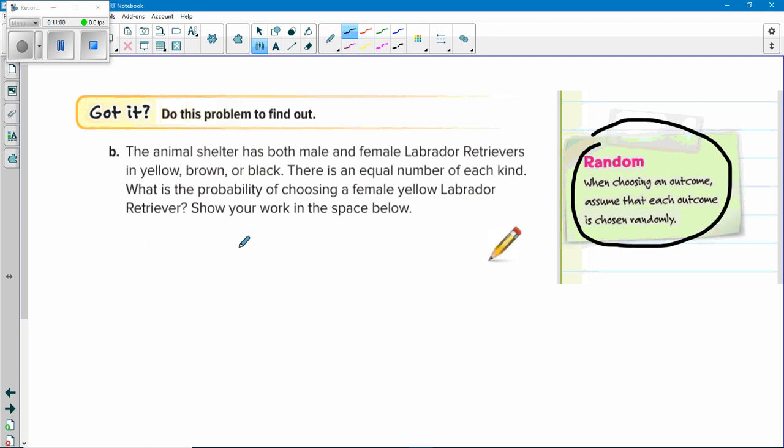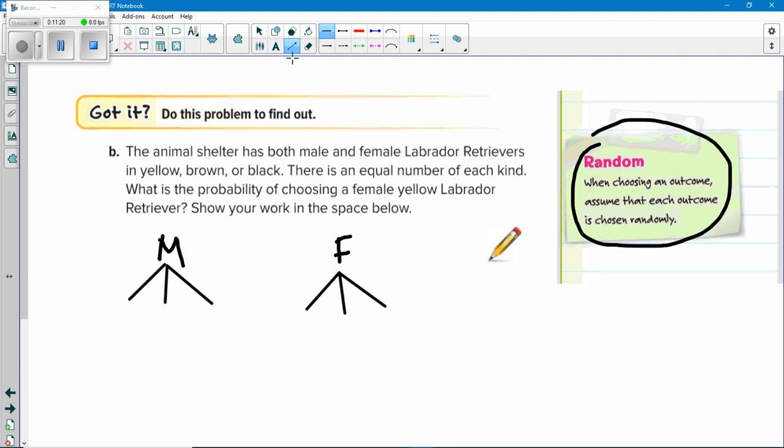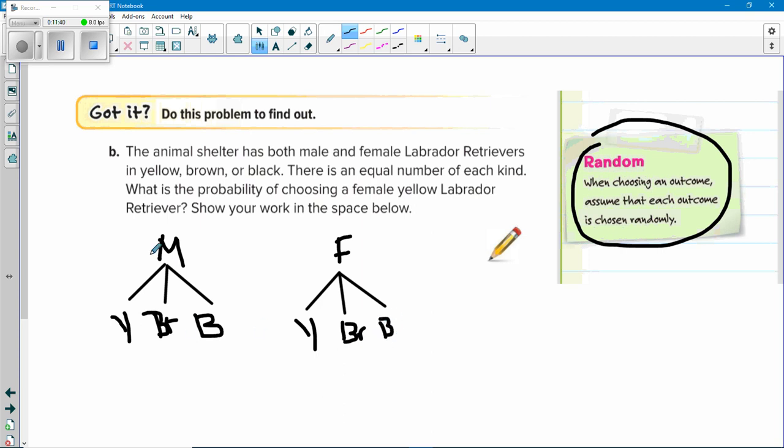Okay, so what do we know first? Well, we've got 2 types of Labradors. We've got the males and the females, right? And then we also know there's 3 colors, 3 colors for each. So if we deal with that, we've got yellow, brown, and black. We've got yellow, brown, and black. So how many possible outcomes are there?